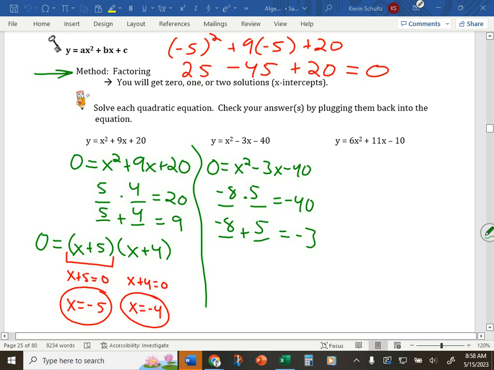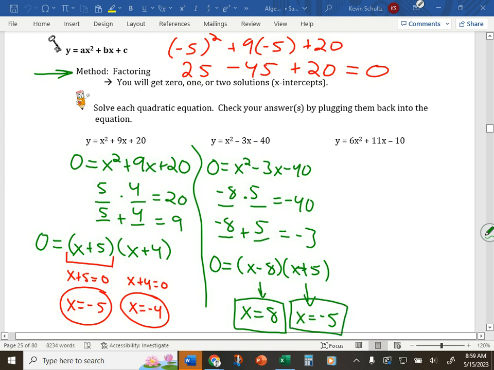You were close. Yep. So setting up our solutions, our two sets of parentheses, we have x minus 8 and x plus 5. What value for x makes x minus 8 equal to 0? 8 does. So one x-intercept is 8. What value for x makes x plus 5 equal to 0? -5. So this parabola will cross the x-axis at 8 and -5. Right?